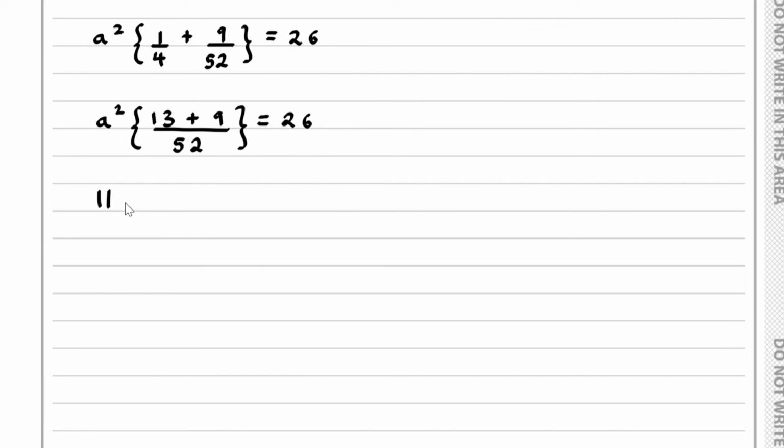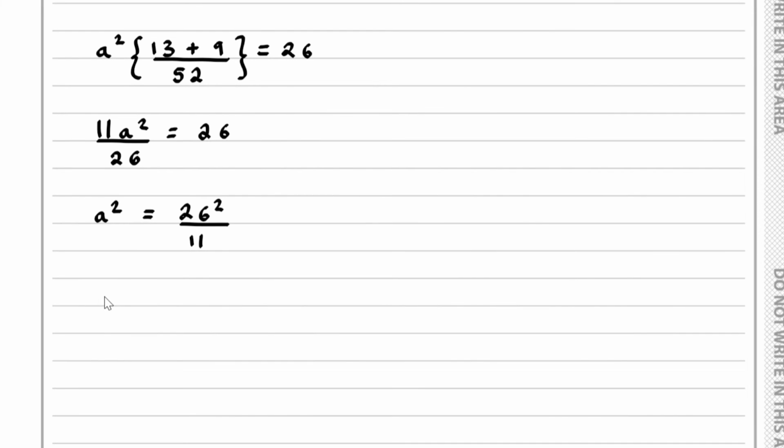So I've got 11 a squared over 26, which is equal to 26. A squared is equal to 26 squared over 11. Now if we square root, we can conclude a is equal to 26 divided by the square root of 11, because the square root of the square of 26 is just 26. So this is what a is equal to.